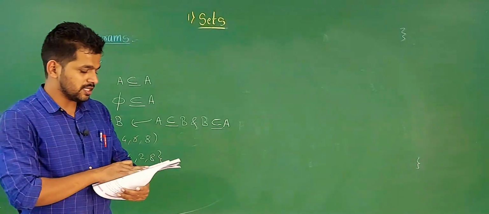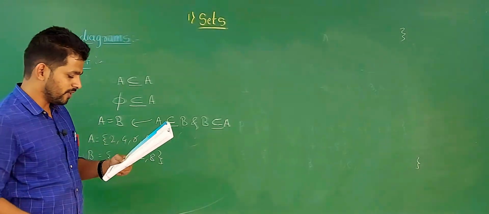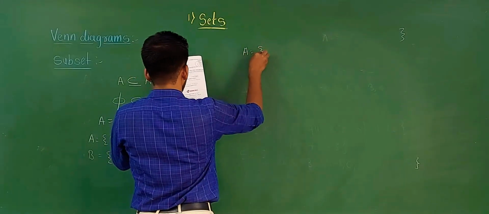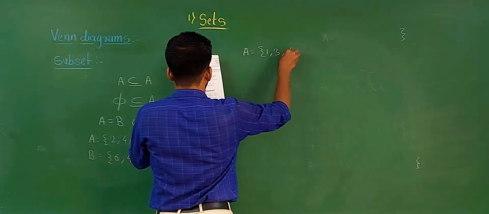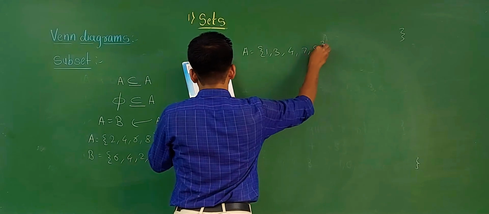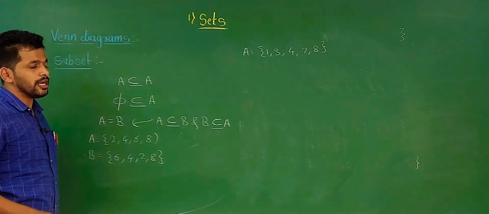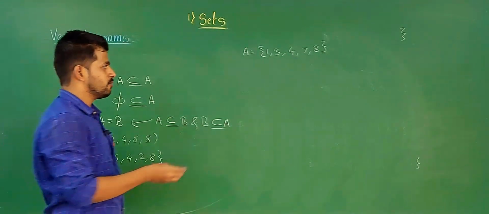Okay, let's see one example. If A is equal to 1, 3, 4, 7 and 8, then write all possible subsets of A. Okay, we have to write the subsets of A, that is, suppose we take B.